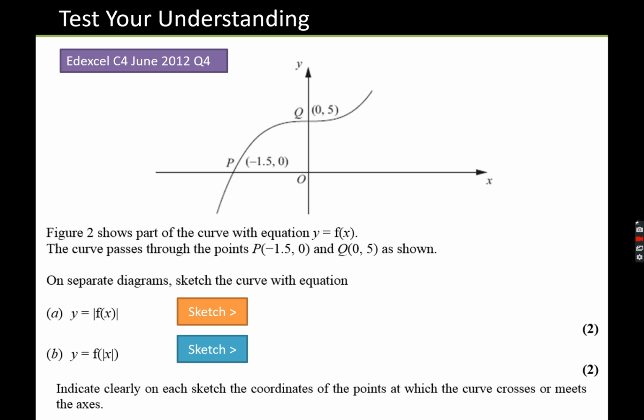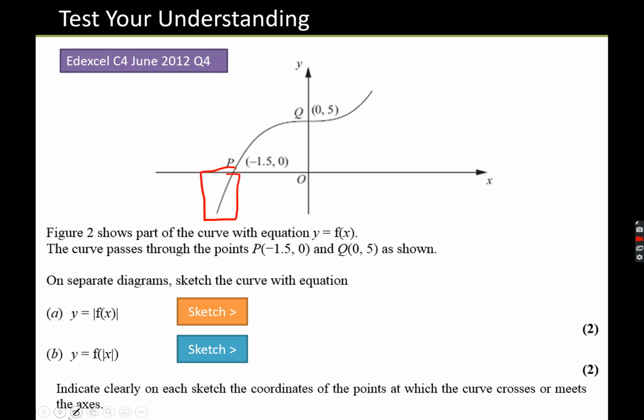So, this time you're not actually given the equation, okay, but we are given points of intersection, okay, and we're asked to draw modulus of f of x and f of modulus x, okay, and it's really important we put the coordinates on as well. So, the modulus of the whole function, anything below the x-axis gets reflected up. So the only bit that's below the x-axis is this piece in here.